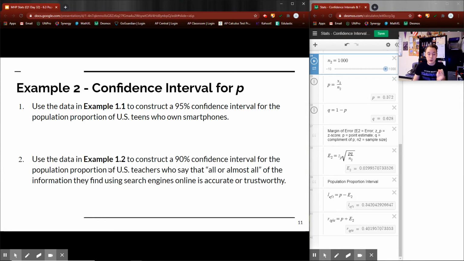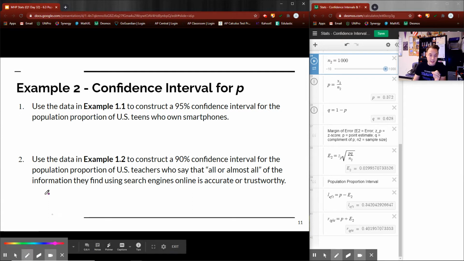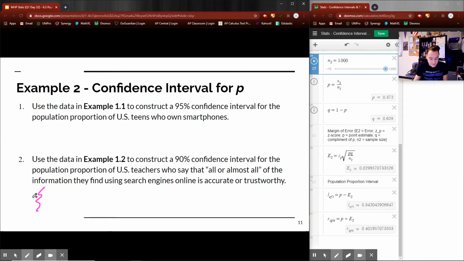Use the data from example 1.2, construct a 90% confidence interval. So what was the data from 1.2? Well, first of all, from 1.2, my p hat was 0.05, because if you remember, my n was 2,462, whereas my x was 123. I do want to find a 90% confidence interval, so that's my C level. And then we literally just start.